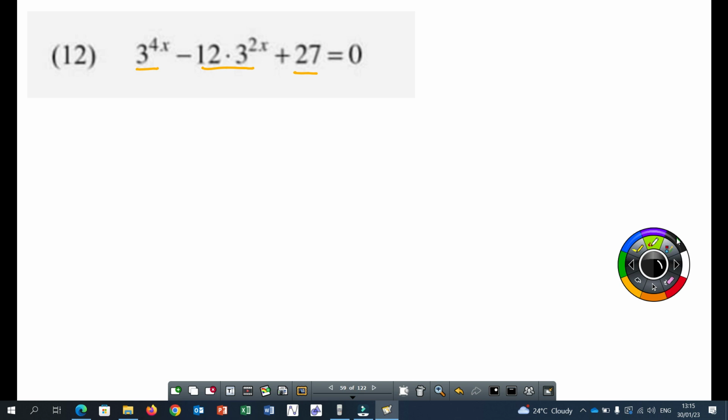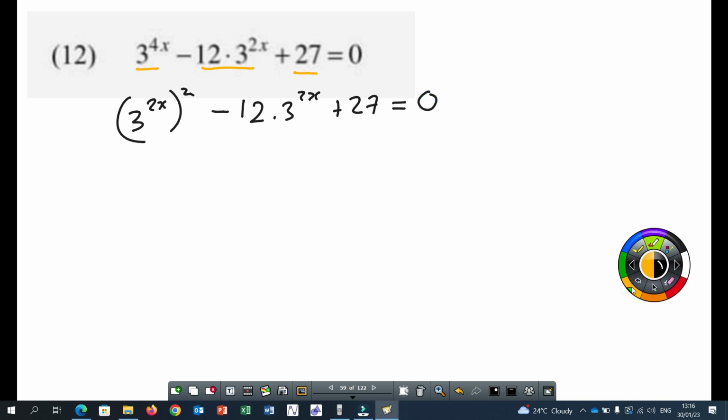Okay, so the first attempt, I can write it as 3 to the power of 2x all squared. If I want to solve it using my knowledge of quadratic equations, I have to write 3 to the power of 4x as 3 to the power of 2x all squared minus 12 times 3 to the power of 2x plus 27, and this is equal to 0. Once you convert this to that, the question becomes a piece of cake.